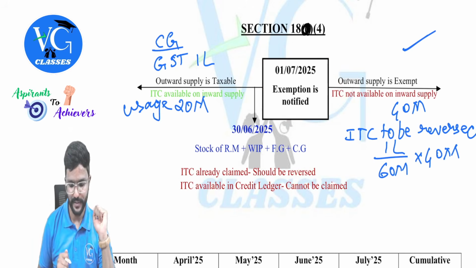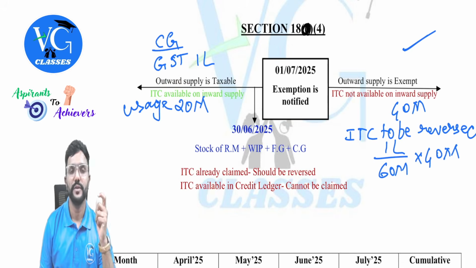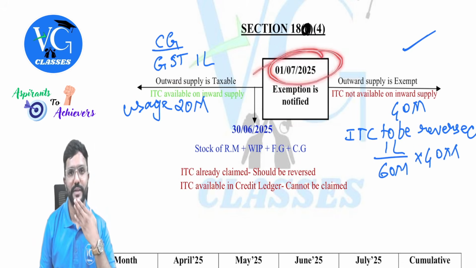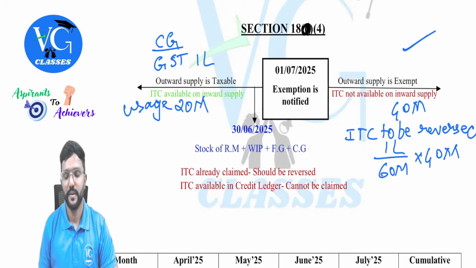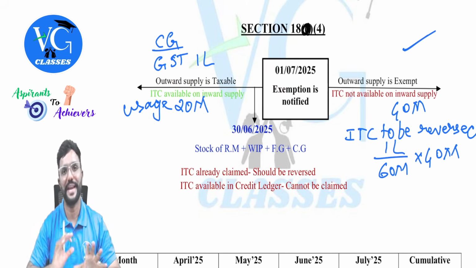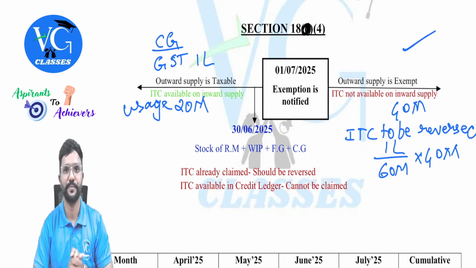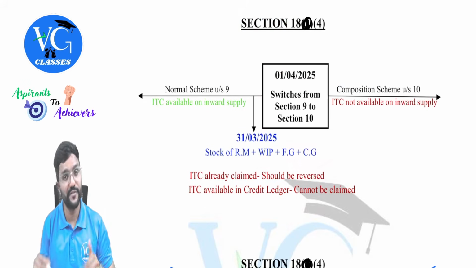Got it? Yes, guys. Because the simple reason is, even though this stock is purchased before 1st July, you will be using it on or after 1st July. So credit on this is not available, guys, because the closing stock on 30th June will be an opening stock on 1st July. Is that clear? Yes. So even on capital goods, in both the cases, credit has to be reversed if you already claimed.